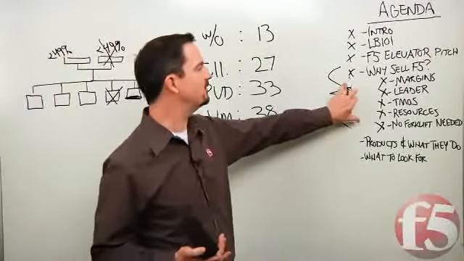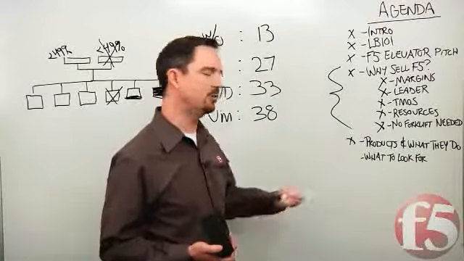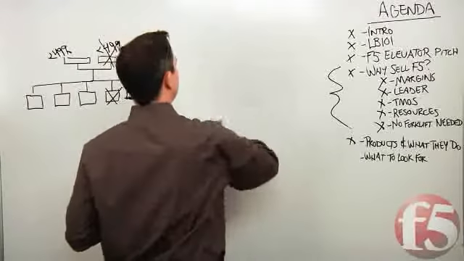Okay, so now you see all the reasons why you'd want to sell F5. You're comfortable with the elevator pitch. Let's talk about the products real briefly and what they do. If you're selling F5, you're going to be selling BIG-IP.